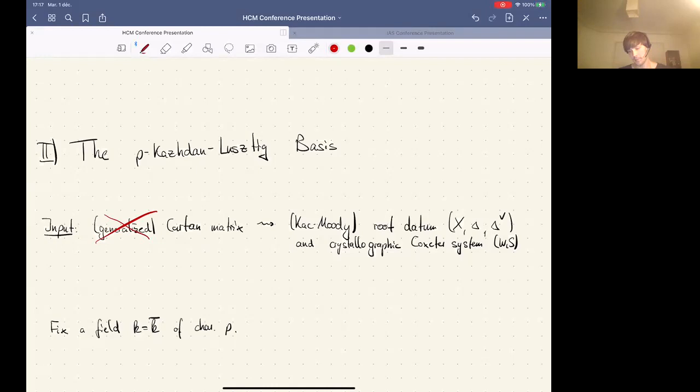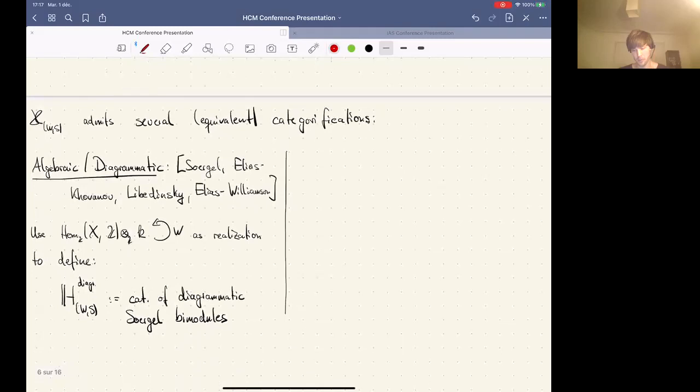Okay, and then since this is a workshop on categorification, I thought I should say a little bit about the categorification. I'll mention two categorifications. It should be noted that the Hecke algebra has several equivalent categorifications, and this has been worked on in recent years by many people. One categorification I want to mention is the algebraic, diagrammatic categorification, which is due to work of Soergel, Elias, Khovanov, Libedinsky, and Elias-Williamson.